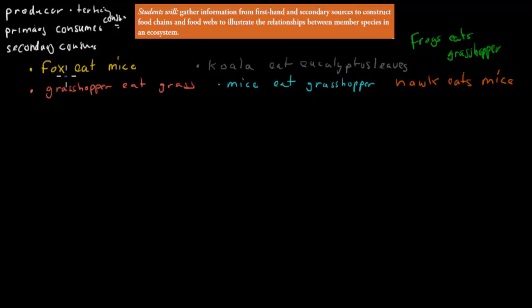Okay, we know that in our ecosystem, a fox eats a mouse, a grasshopper eats the grass, koalas eat eucalyptus leaves, mice eat grasshoppers, frogs eat grasshoppers, and a hawk eats mice. So using that information, let's first construct a food chain.